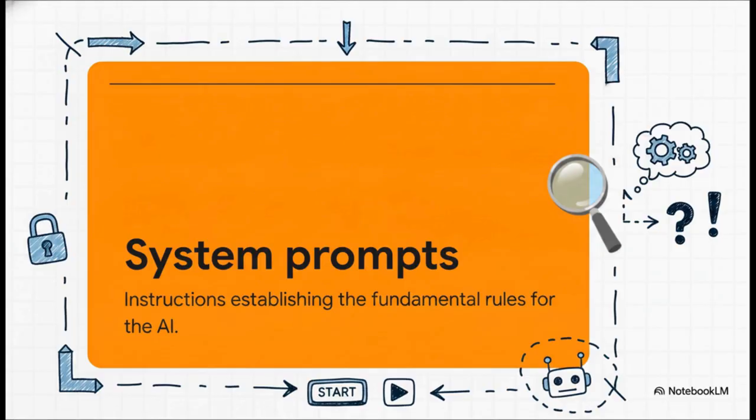System prompts are those overarching instructions that establish the fundamental rules and behavior for the AI's entire environment. Think of them as the rules of the game. Before the AI even glances at your daily tasks, it checks that system prompt to figure out its boundaries. Like, did you tell it to be a strictly factual coding assistant or an expansive, whimsical creative writer? You are quite literally programming the environment itself here.